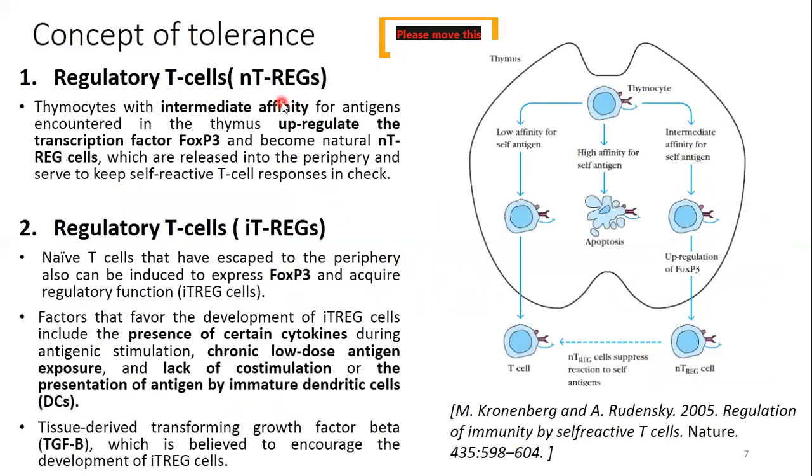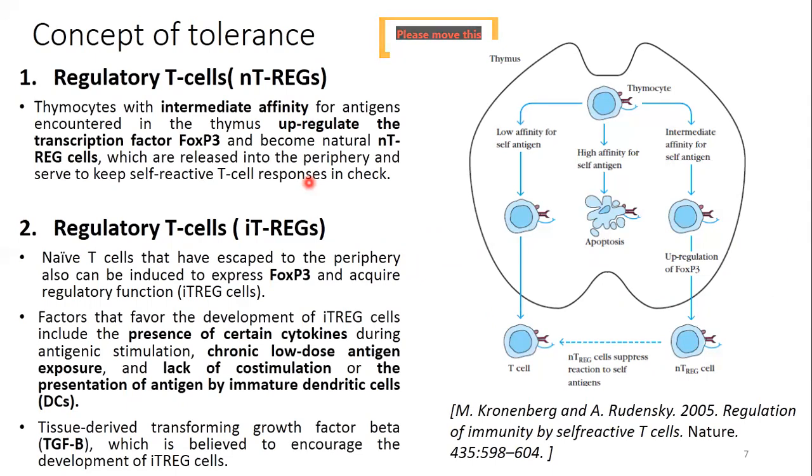So we have two types of regulatory T cells: natural regulatory T cells and induced regulatory T cells. The natural regulatory T cells are thymocytes with intermediate affinity for antigens encountered in the thymus. They upregulate the transcription factor FOXP3 and simply become natural regulatory T cells.